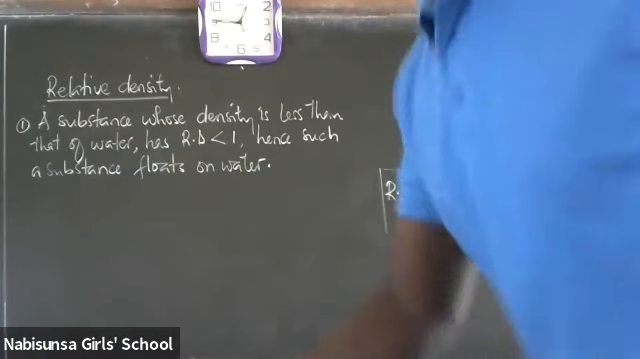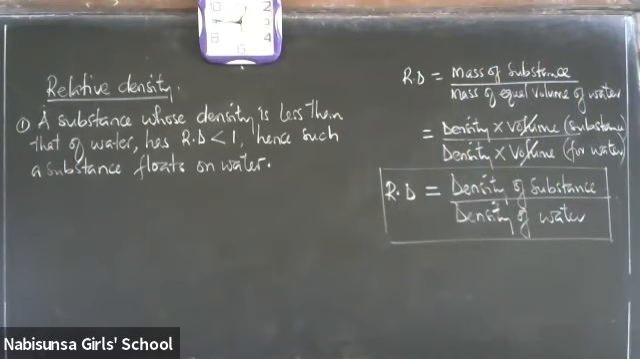A very important statement. A substance whose density is less than that of water will have a relative density which is less than 1. And because its relative density is less than 1, such a substance will always float on water. I want us to know that something floating in water does not necessarily mean it can float in any other liquid. Okay?